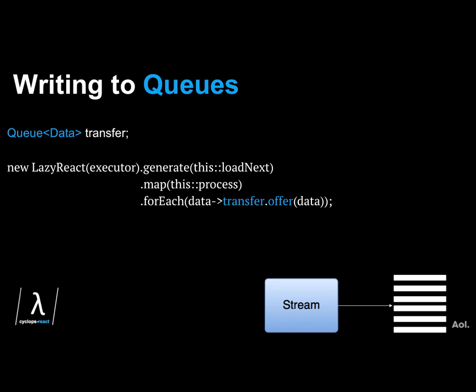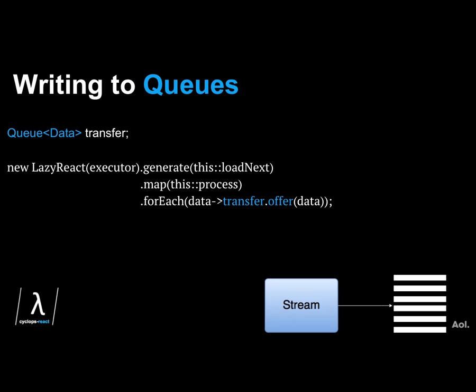So if we want to write data to a queue so that another stream can use it from, we can use the queue offer method. Offer is analogous to the offer method in the JDK queue interface, which means that for a queue that is a blocking queue, if the queue is full at this point, we will block. If it's got space, the data will get pushed in.